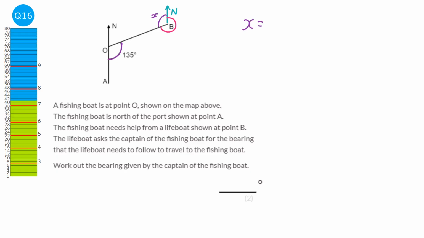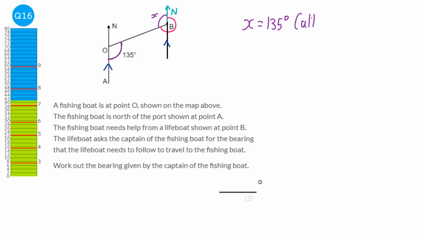So x is going to equal 135 degrees. And the reason for that is we've basically got, and I'm just going to draw or extend the north line down, because we've basically got a set of parallel lines here, and we have a set of Z angles, which we know is alternate angles.